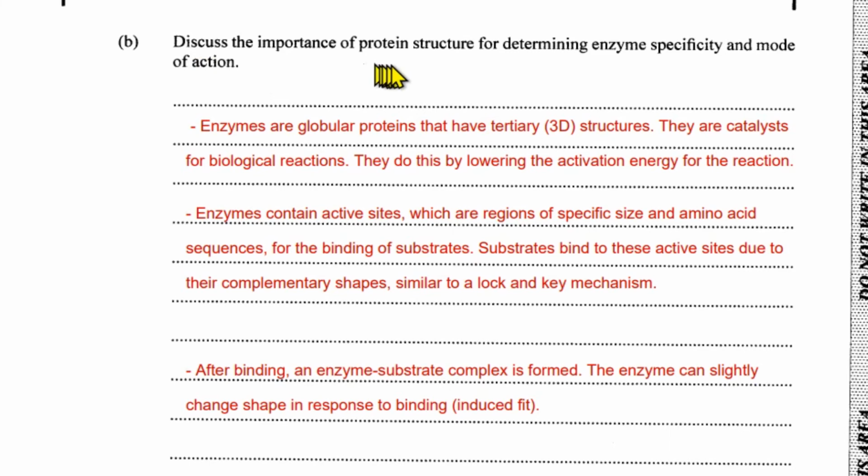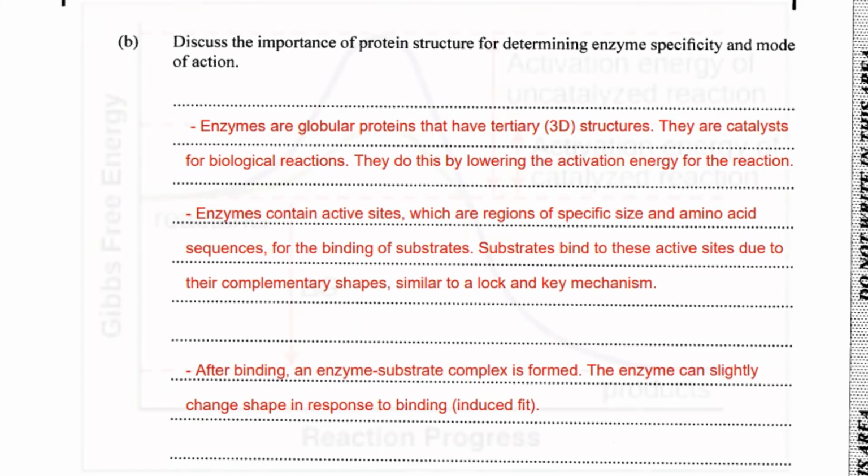Discuss the importance of protein structure for determining enzyme specificity and mode of action. Basically, what makes an enzyme specific to the substrate it wants to react upon, and how does it work? That's the mode of action. First, we know that enzymes are globular proteins that have tertiary or 3-dimensional structures. They are catalysts for biological reactions. Of course, common examples would be pepsin, trypsin, amylase, lipase, and so on. They do this by lowering the activation energy for the reaction.